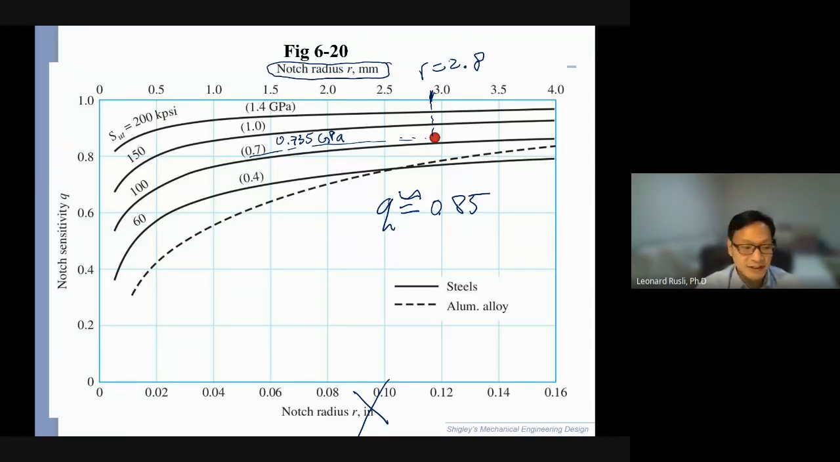Any questions so far on looking up these plots? Sir, I don't understand how you get 0.85. It's just looking up the chart. Look at the red dot that I mark. Okay. Then draw it to the left.